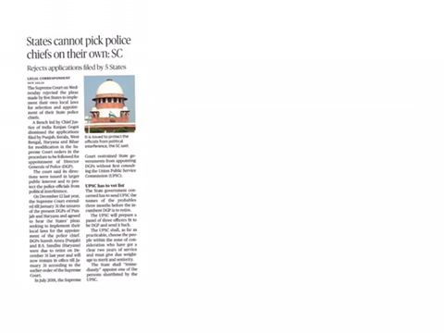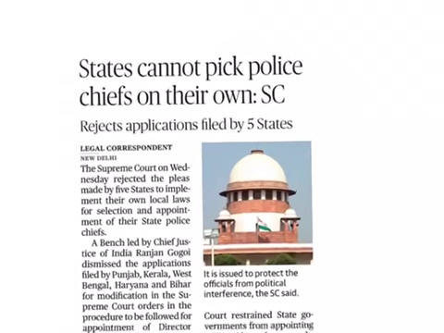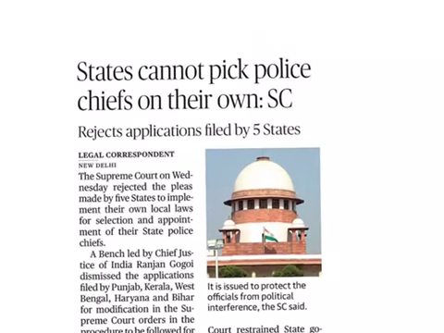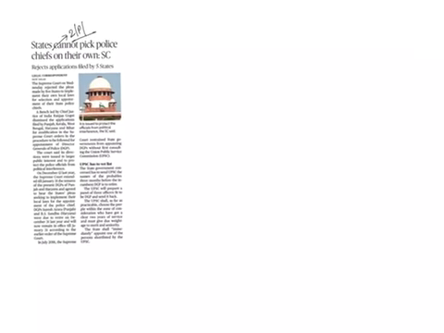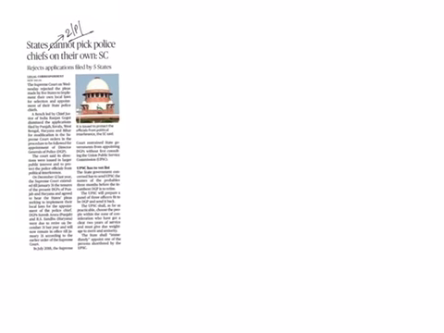The next article is states cannot pick police chiefs on their own, Supreme Court. This article comes under GS paper 2 under the topic of polity, and here the subtopic is separation of powers between various organs, dispute redressal mechanisms and institutions. From the prelims point of view, from this article we should know about the appointment of DGPs and the role of UPSC. Here in this article we can see that the Supreme Court has dismissed the petitions of the states of Punjab, Kerala, West Bengal, Haryana and Bihar.